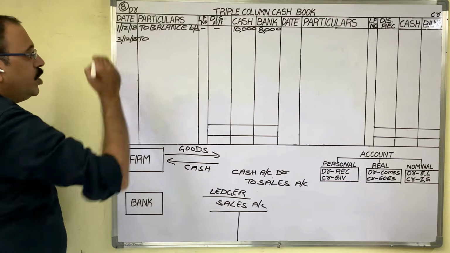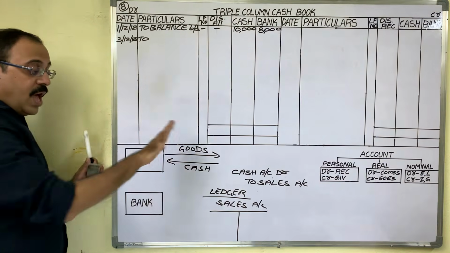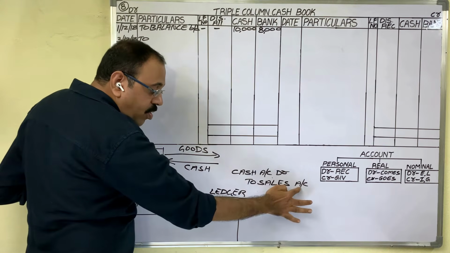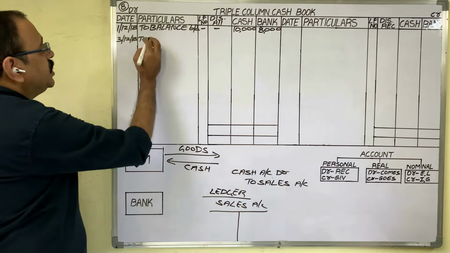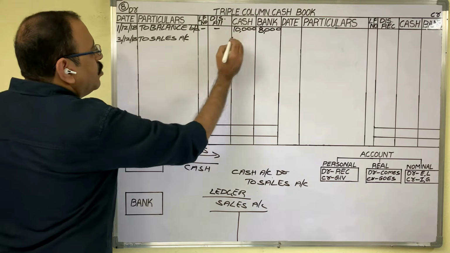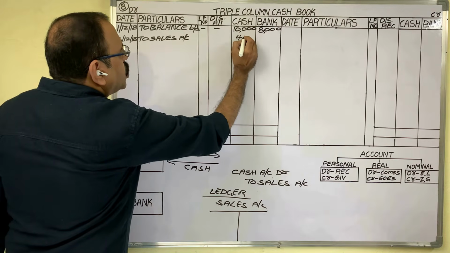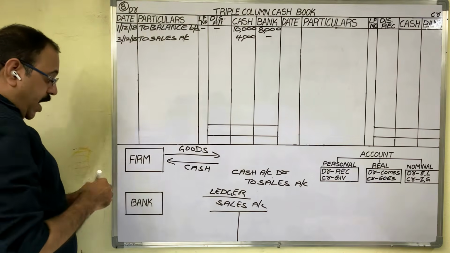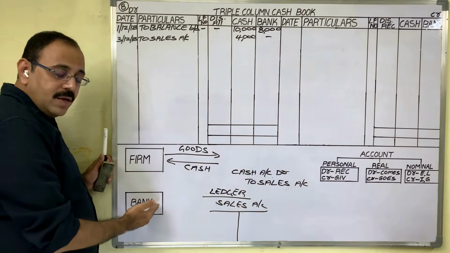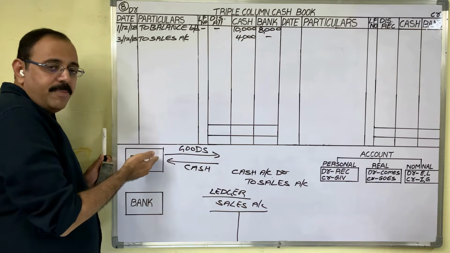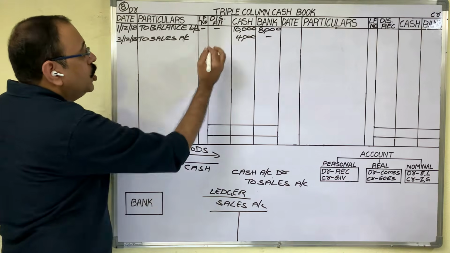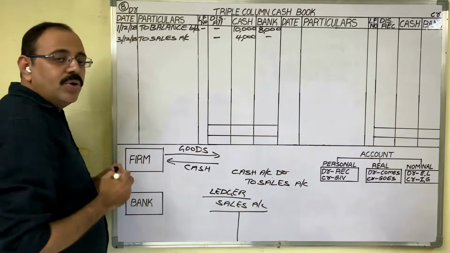What to write in the particulars column? On the other side, the credit side, we wrote sales account. That account name we have to mention here. As cash is coming, write down the amount in the cash column. Don't write anything in the bank column because money is not deposited in the bank. Money is not withdrawn from the bank. Discount is not involved in this transaction. So, you need not write anything in the discount column.